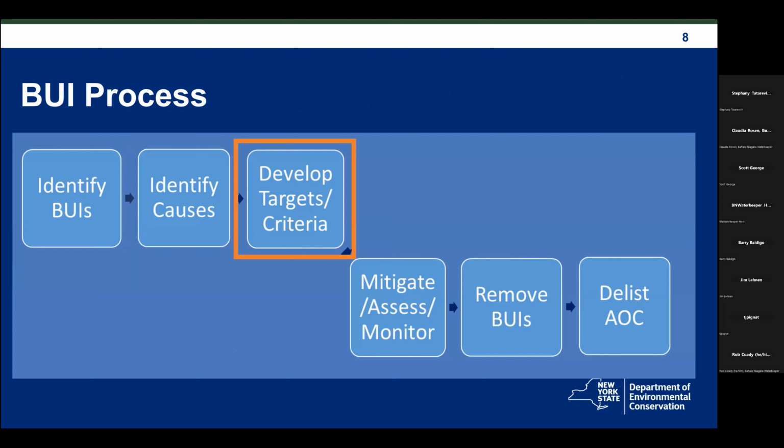Once the cause is identified, criteria is developed for cleanup and restoration for each BUI. Next is mitigating, assessing, and monitoring to ensure restoration targets and criteria have been met. And then the BUI can be removed. This is where a report is developed that makes the case for why and how the BUI criteria is met, meaning there's no longer any impairment for the specific beneficial use.